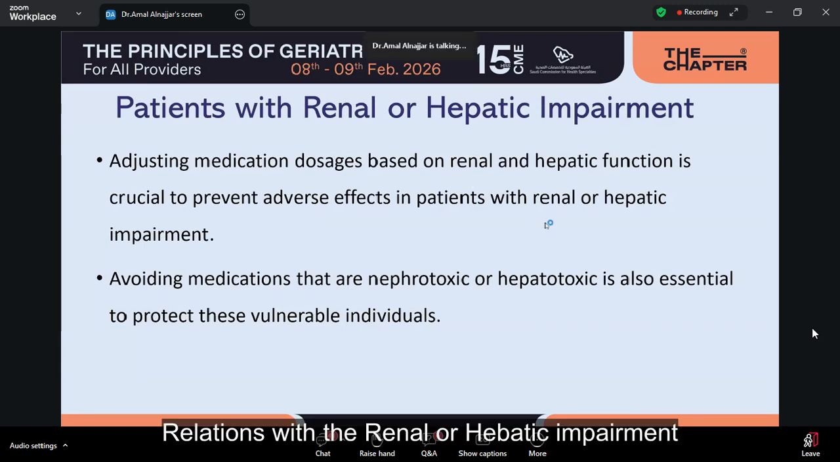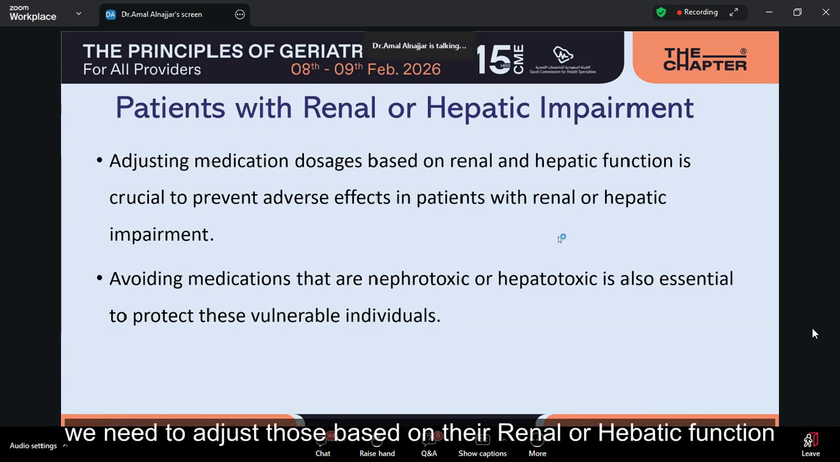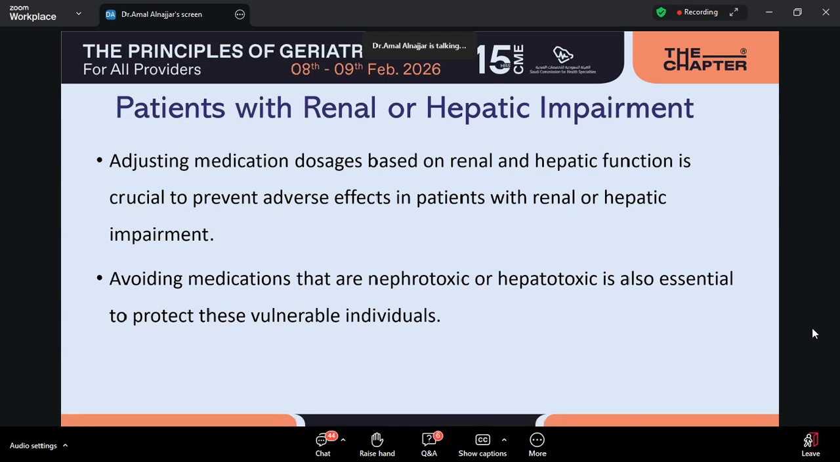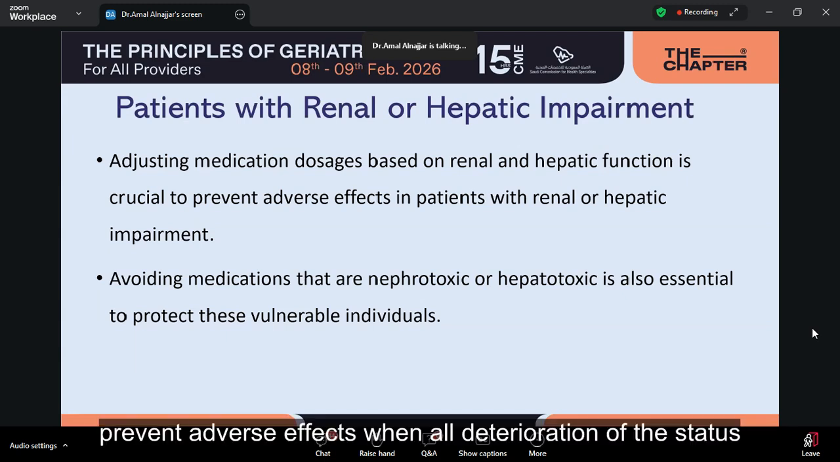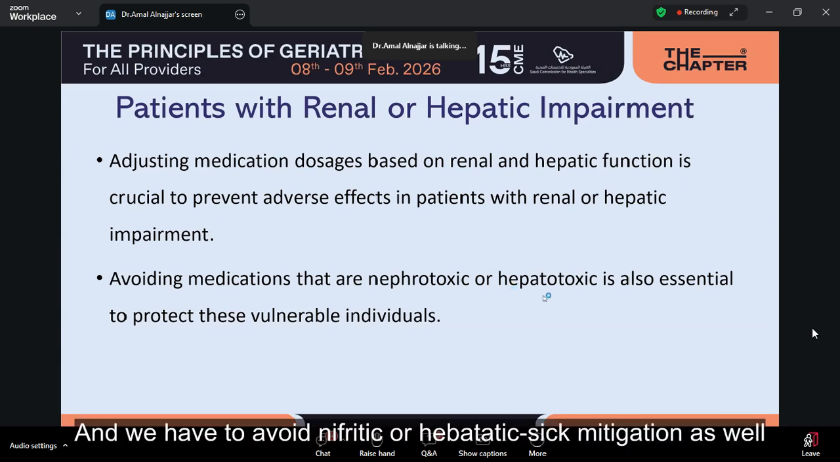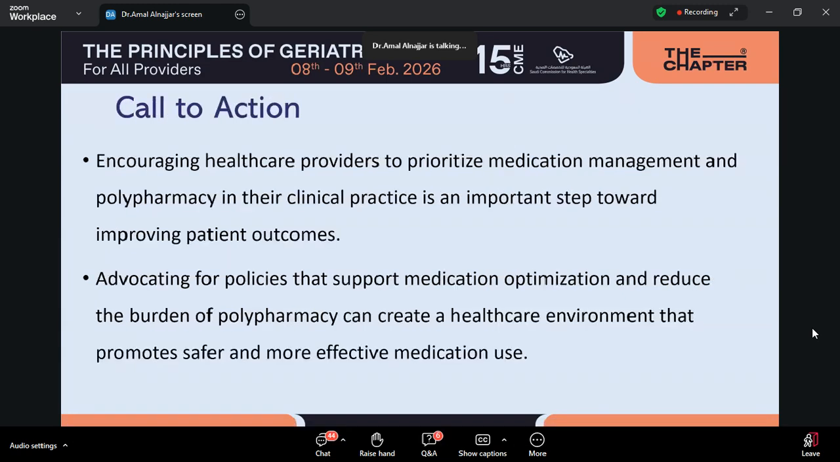For patients with renal or hepatic impairment, we need to adjust the dose based on their renal or hepatic function to prevent adverse effects or deterioration of their status. And we have to avoid nephrotoxic or hepatotoxic medication as well.